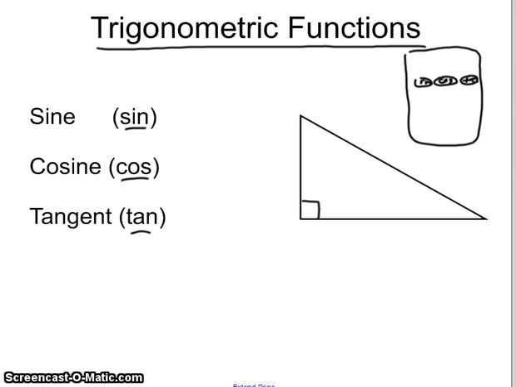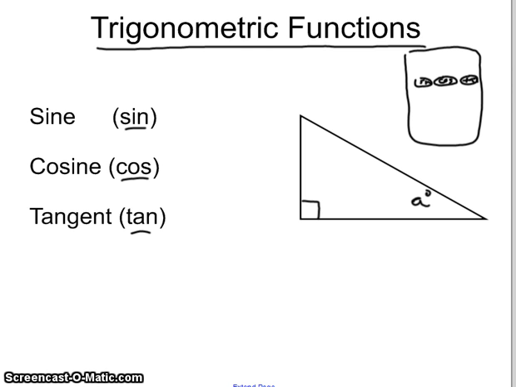In geometry, we can solve for specific angles and sides of a right triangle using these trig functions: sine, cosine, and tangent. Now, if we have an angle, let's say angle A right here, a specific amount of degrees, angle A has a relationship to each side.